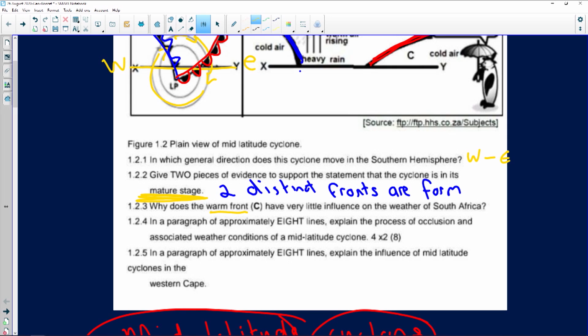Now, question 1.2.4. I'm very excited for this question. Thank you so much, because they tend to ask this question every single year. What I like about this question, they asked about both. They asked about a warm front occlusion, and they've asked about a cold front occlusion. Absolutely beautiful. So that gives me the opportunity to explain both to you.